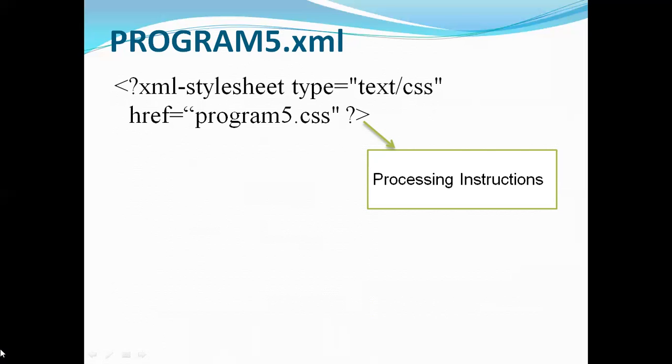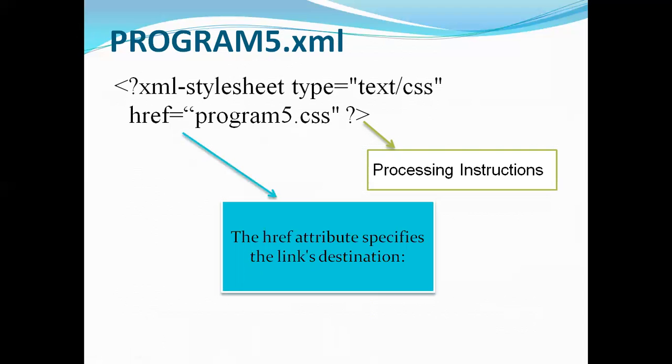In the question itself, they specify that whatever contents we are displaying about the student should be displayed by making use of the cascading style sheet. So I'm using one more external file called program5.css. This line is called what? The styling and processing style sheet instructions. Next, as I said earlier, the href attribute specifies the link's destination, where it should redirect.